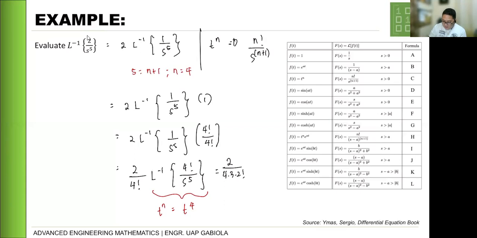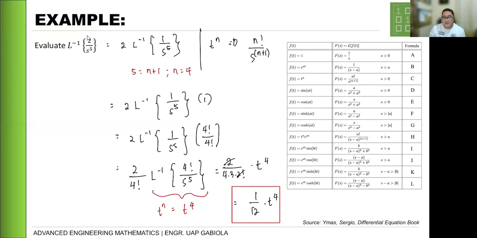So that is actually 2 lang din, so we can cancel this one out, times t to the 4th. And simplify, we have 1 over 12 times t raised to 4. And this will be our final answer for this particular example. Okay. So, yeah, that's how you calculate the inverse Laplace transform of a given f of s function.